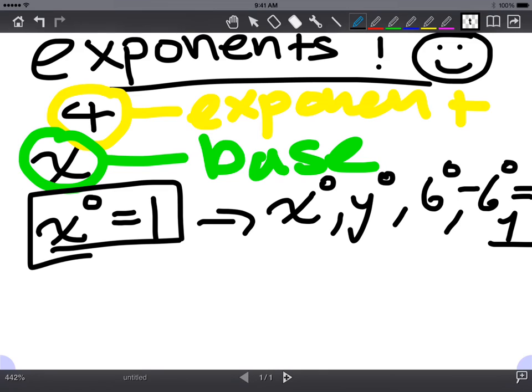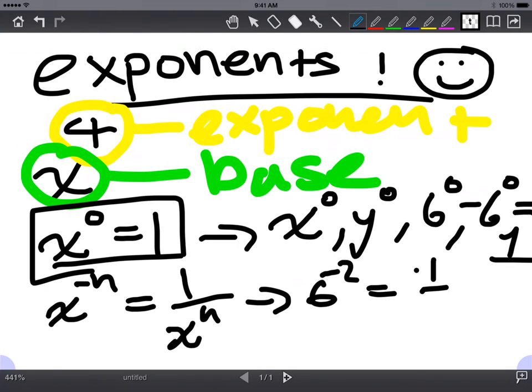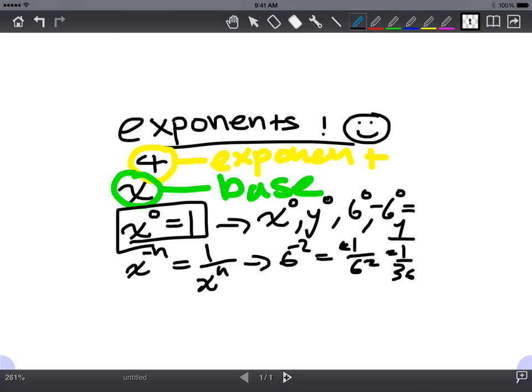Now let's get into negative exponent properties. So x to the negative n equals 1 over x to the n. And this means, let's say we have 6 to the negative second. That equals 1 over 6 squared, which equals 1 over 36. And let's say we have 1 to the negative first power. That's just 1 over 1 to the first power, which is also 1.